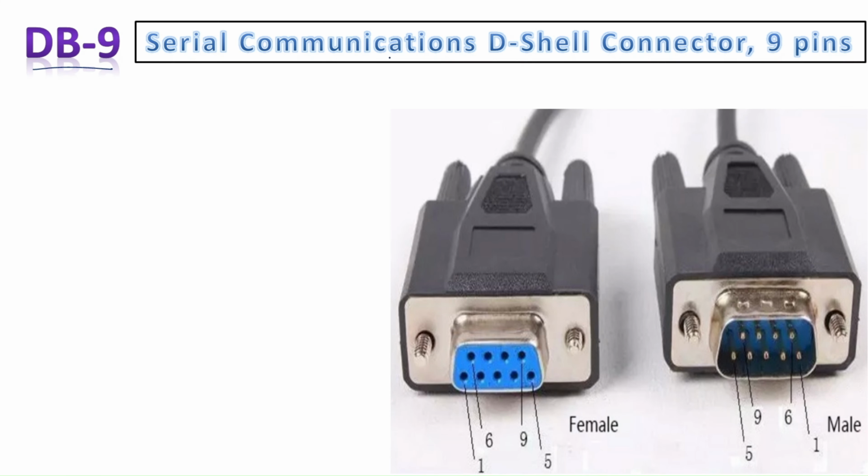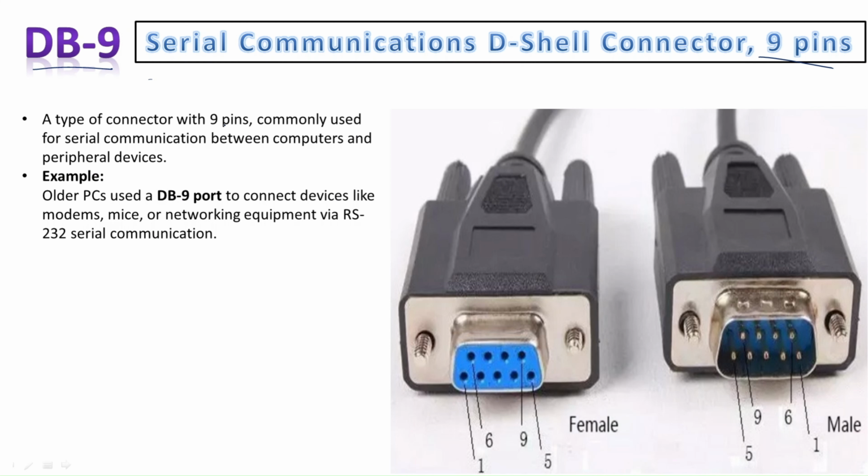DB-9, that is a serial communication D-shell connector having 9 pins. So it is a type of connector with 9 pins commonly used for serial communication between computers and peripheral devices. For example, older PCs use a DB9 port to connect devices like modems, mice, or networking equipment via RS-232 serial communication.